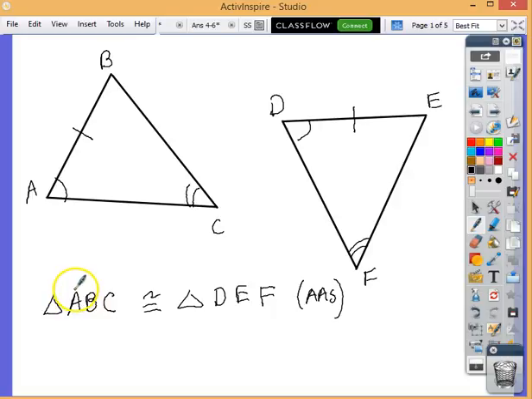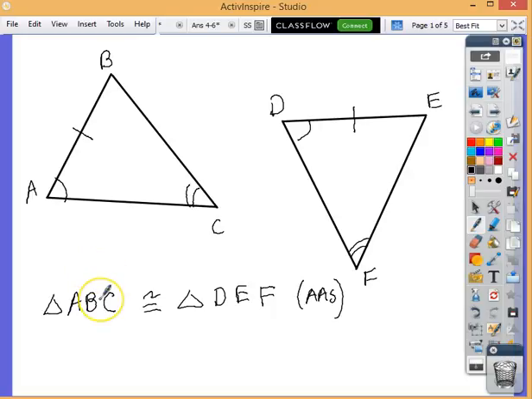So when I wrote my triangle congruency statement, I made sure A matched up with D. I made sure that B matched up with E, because that's the one that didn't have any arc marks on it. And I made sure C matched up with F, because that's the one that had two arc marks on it. And AB matched up with DE.